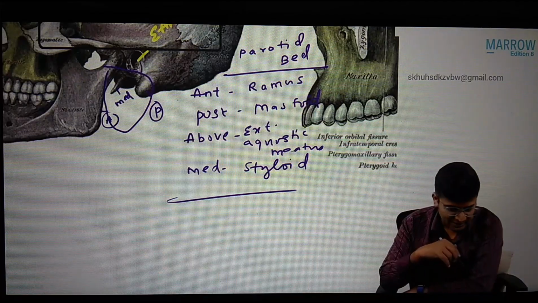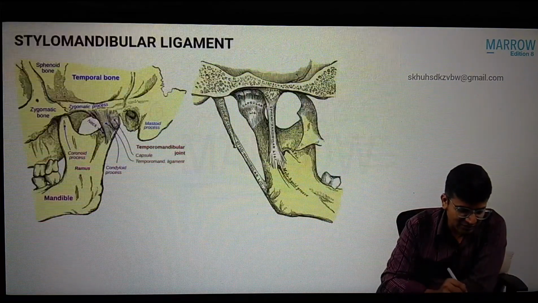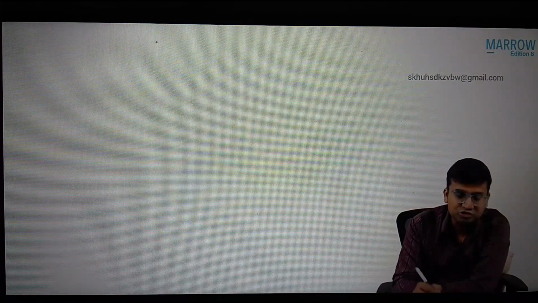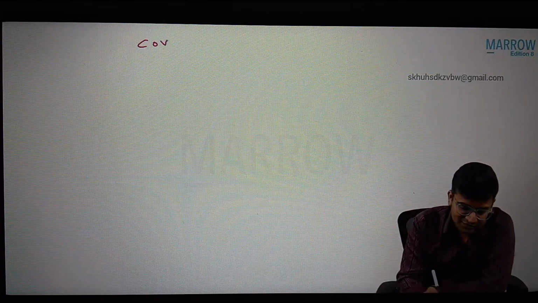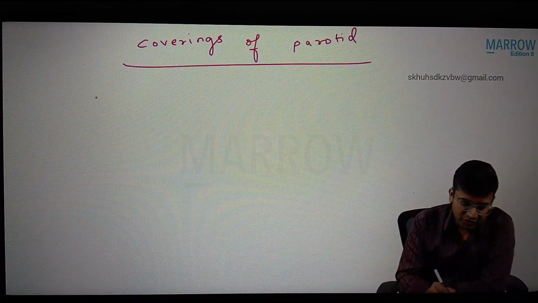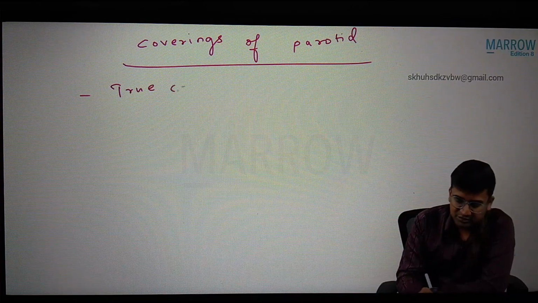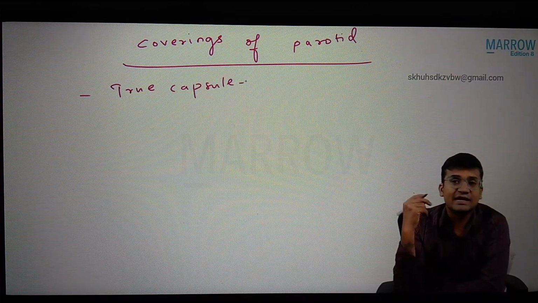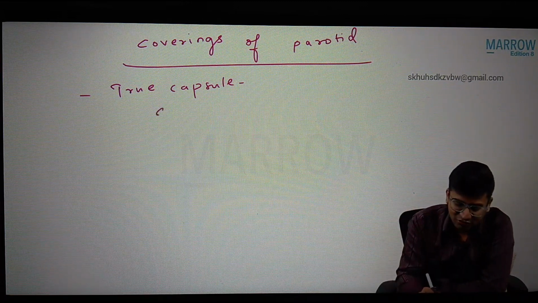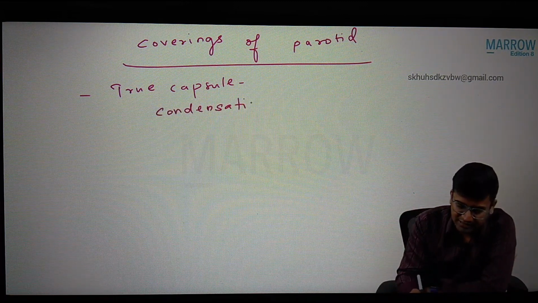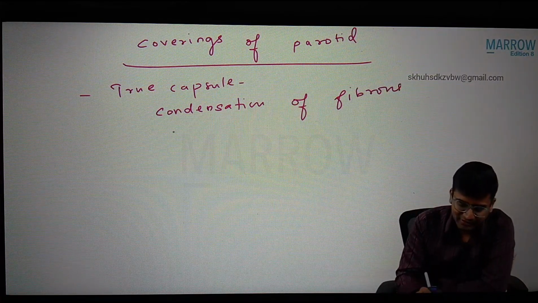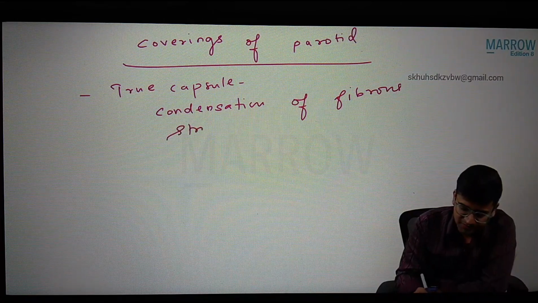Now, next, what are the coverings of the parotid gland? Like any gland, the parotid gland also has a true capsule and a false capsule. The true capsule is derived from the condensation of the fibrous stroma. For any gland, the true capsule is formed by the condensation of the fibrous stroma only.